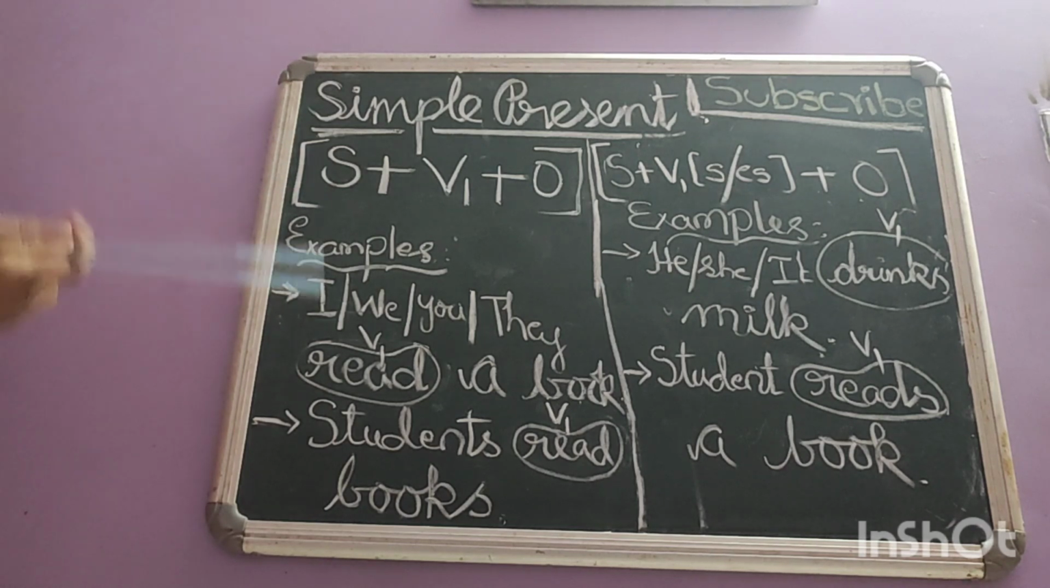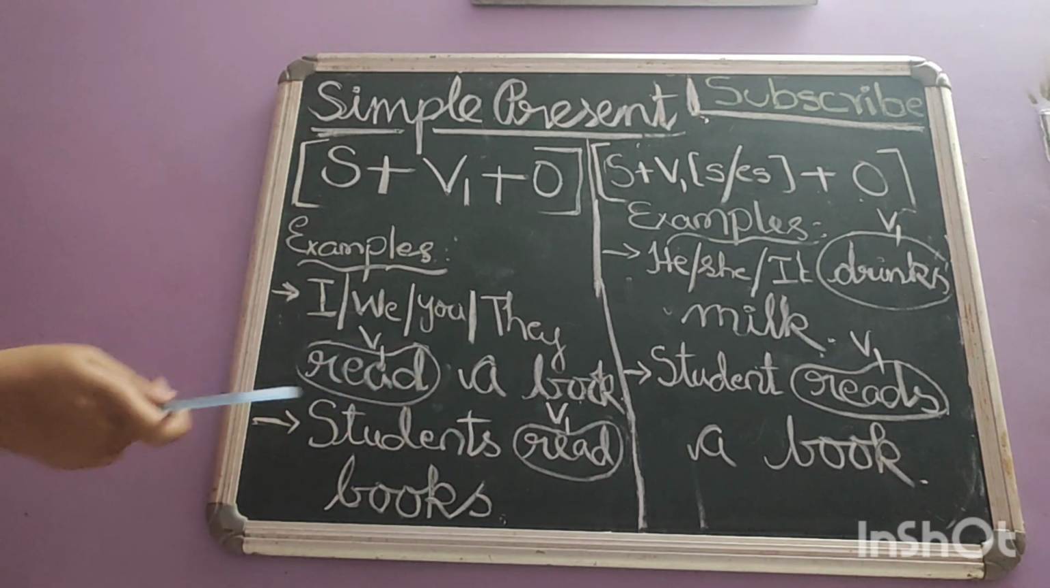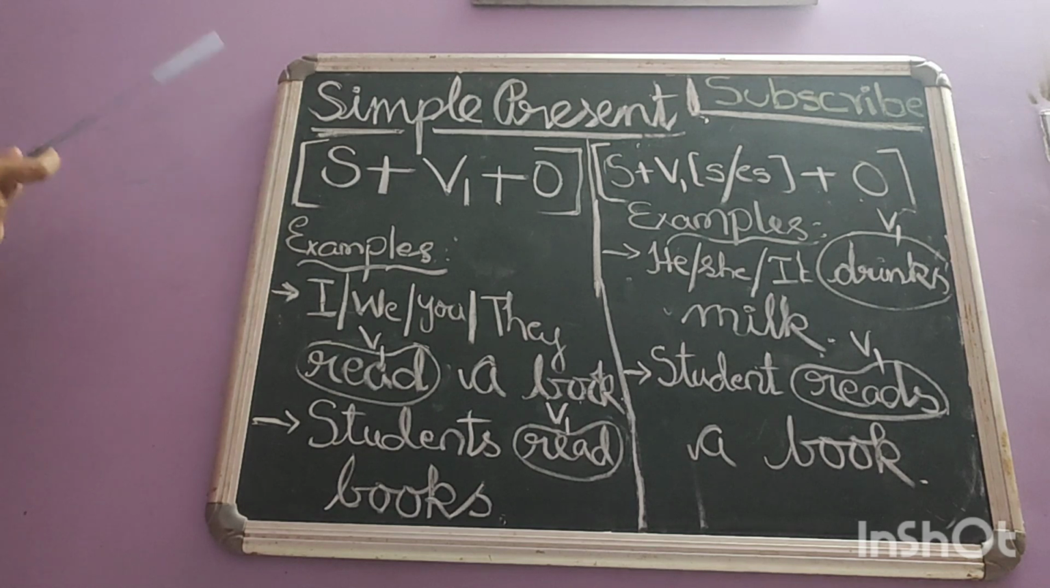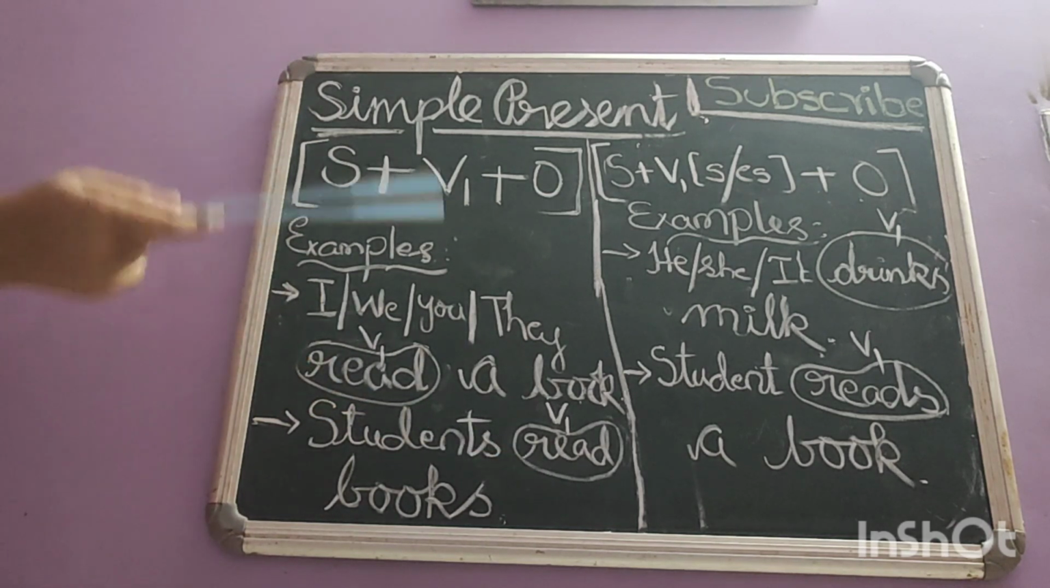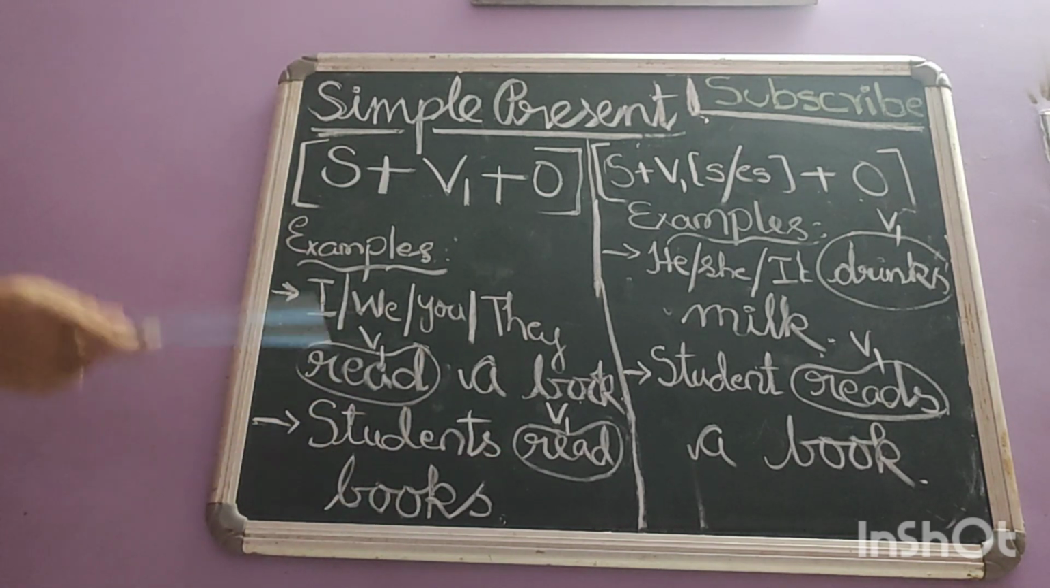Okay. Now, let's see another example. What is this one? Students read books. Now, is this written according to the structure? Let's see. What is the subject here? Students. And read is V1. And what is the object here? Books. So, these two examples are written according to the structure. If you see examples like these, you have to identify that this is a simple present tense. Okay. Now, this is over.